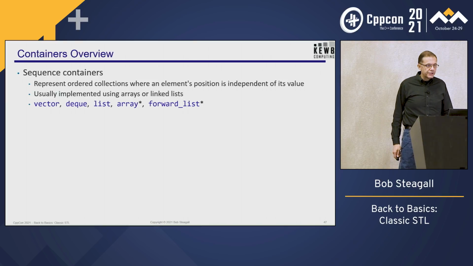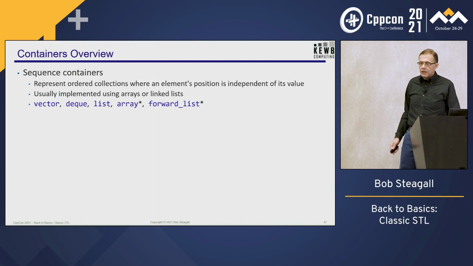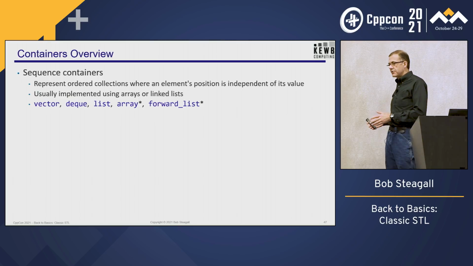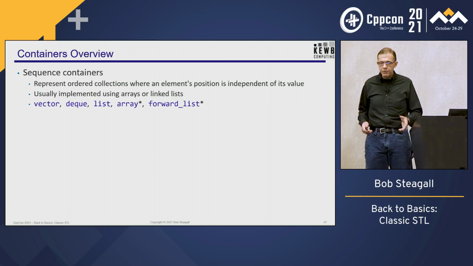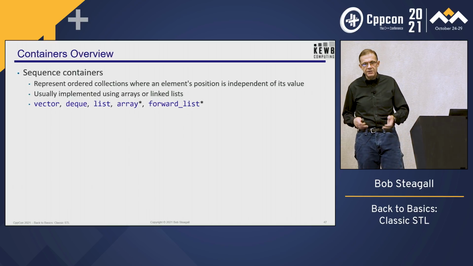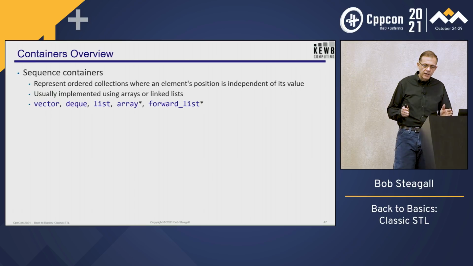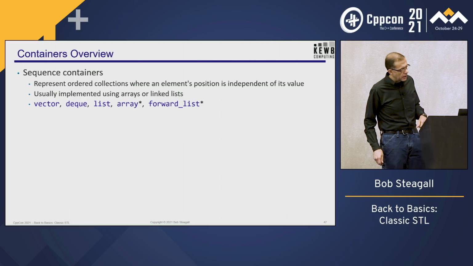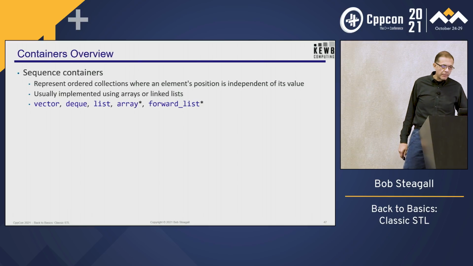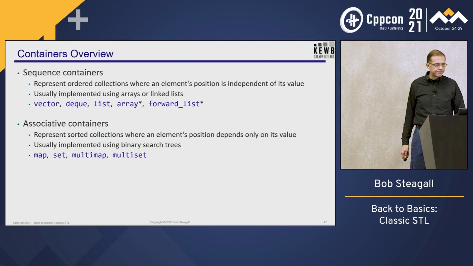So let's talk about containers. We have the sequence containers. They're ordered collections of elements. The important thing is that the element's position is independent of its value, and these are usually implemented with arrays or linked lists, and I'm using array here in the classic sense of a contiguous sequence of elements in memory. And these are modeled by vectors, decks, lists, arrays, and forward lists.